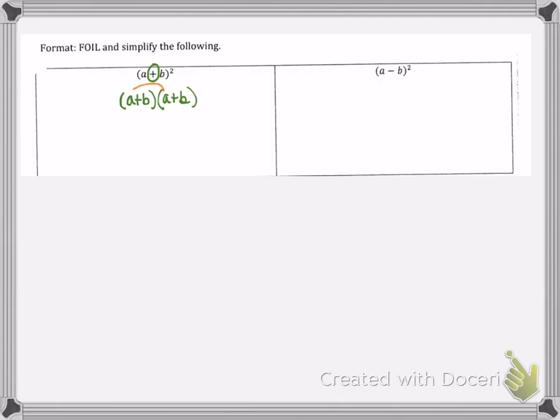So first, outer, inner, last. So a squared from a times a plus b times outer, ba, which is really ab again, I always put them in alphabetical order, plus b squared, and then you've got 2 terms that you can combine. These are like terms, so you should have a product of a squared plus 2ab plus b squared.